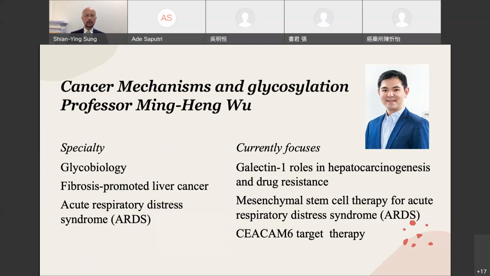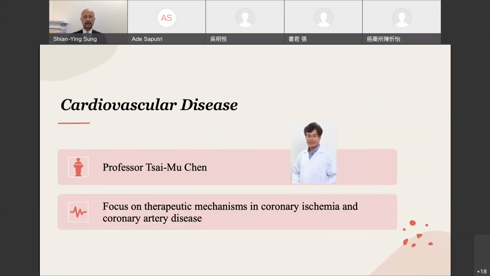His specialties include glycobiology, fibrosis, promoting liver cancers, and also ARDS, which is acute respiratory distress syndrome. He is currently focused on the roles of galectin-1 in hepatocarcinogenesis and drug resistance, and also mesenchymal stem cell therapy for acute respiratory distress syndrome, ARDS, and also ECAM6 target therapies for spatial targeting in many different diseases, including liver cancers and lung cancers.